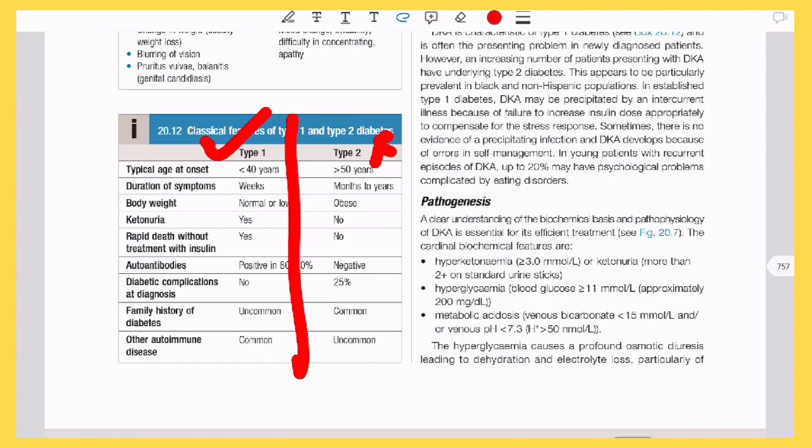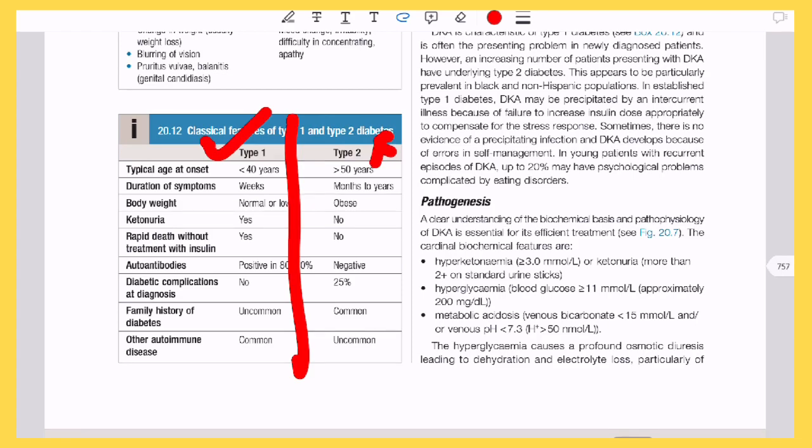There may be acute presentation like diabetic ketoacidosis. Ketone bodies may be present. The patient may present with a life-threatening situation. Autoantibodies will be positive in 80 to 90% of cases. Chronic complications are rare. Family history is usually uncommon. Some autoimmune diseases like vitiligo and autoimmune thyroid disease are usually associated.